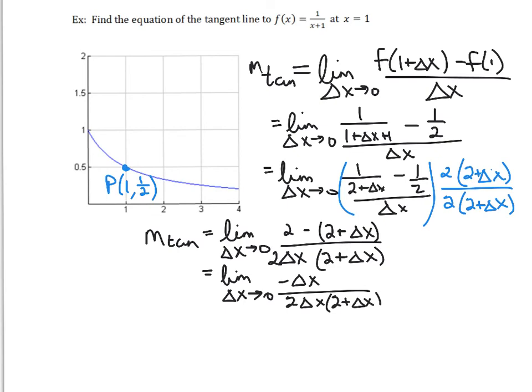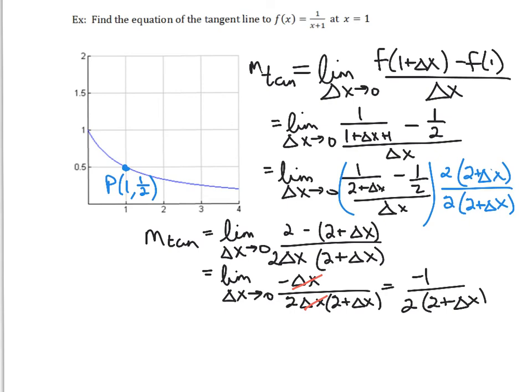And again, make sure that you are clear on where all these factors are coming from. To solve this limit, I'm going to cancel off a delta x from the numerator and the denominator. So I see that in simplified form, this is going to be negative 1 over 2 times 2 plus delta x.